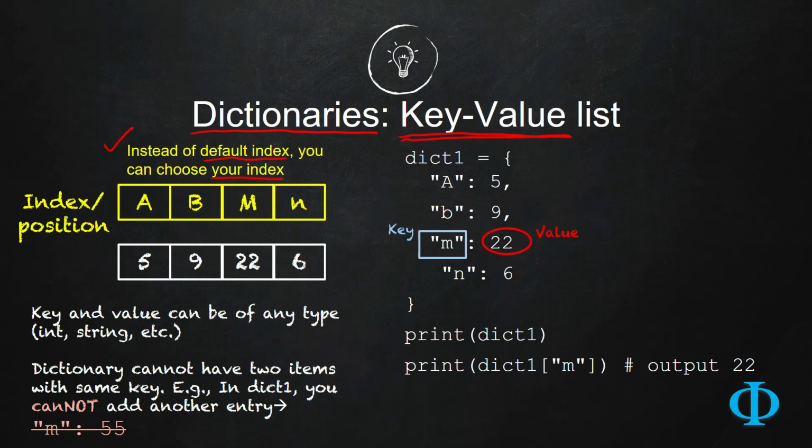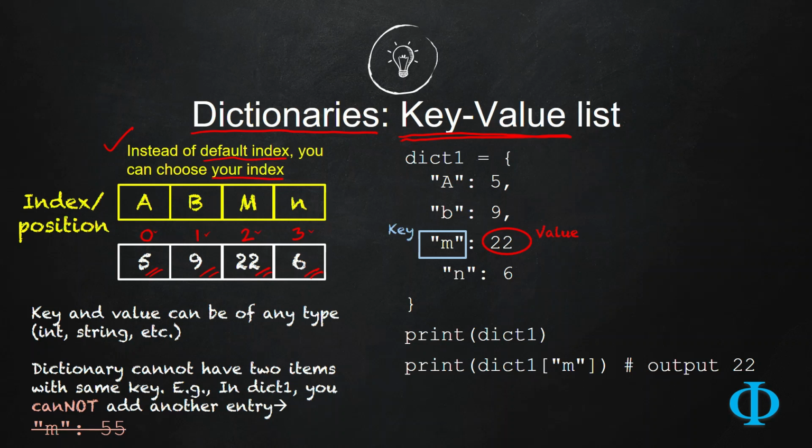For example, just consider a Python list. Now if you want to store, let's say, 5, 9, 22 and 6 inside a list, inside index 0 you have to store 5, inside index 1 you store 9, inside index 2 you store 22, and inside index 3 you store 6. And this time you do not have any control over the type of index that you want to choose. It is by default 0, 1, 2, 3, this way.